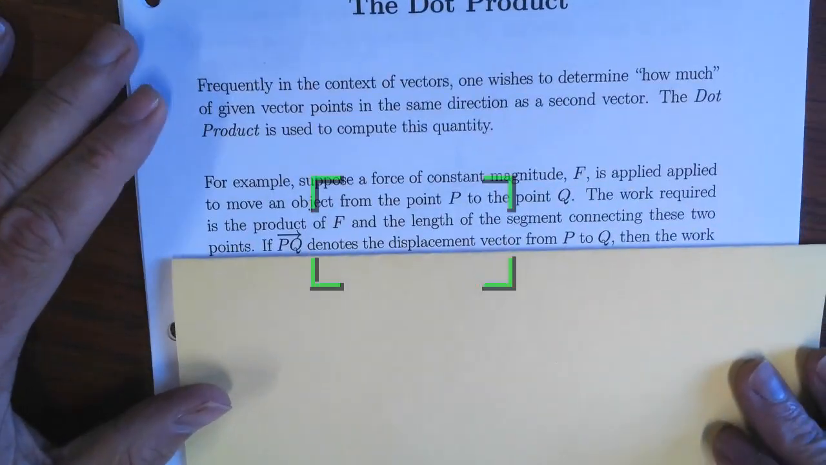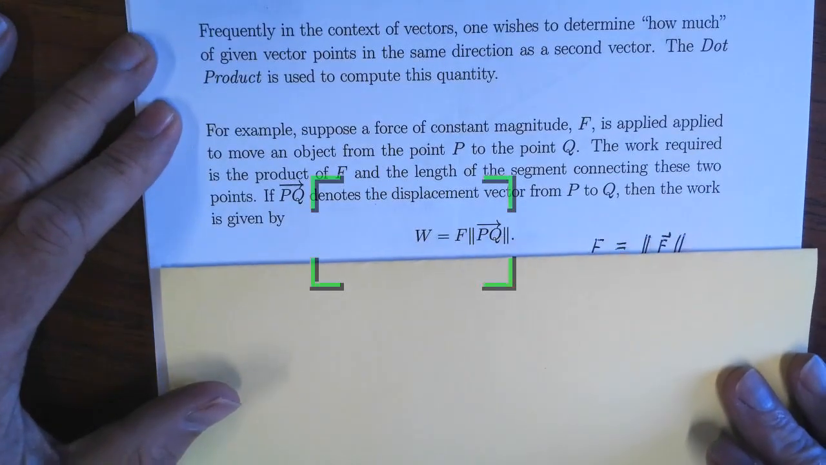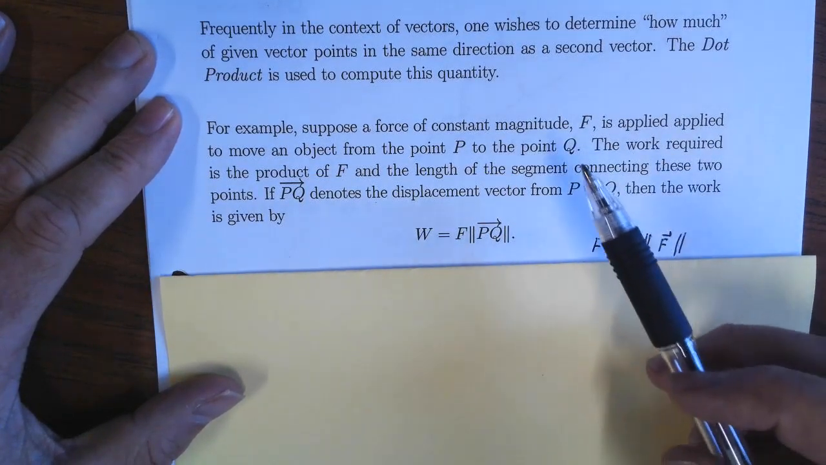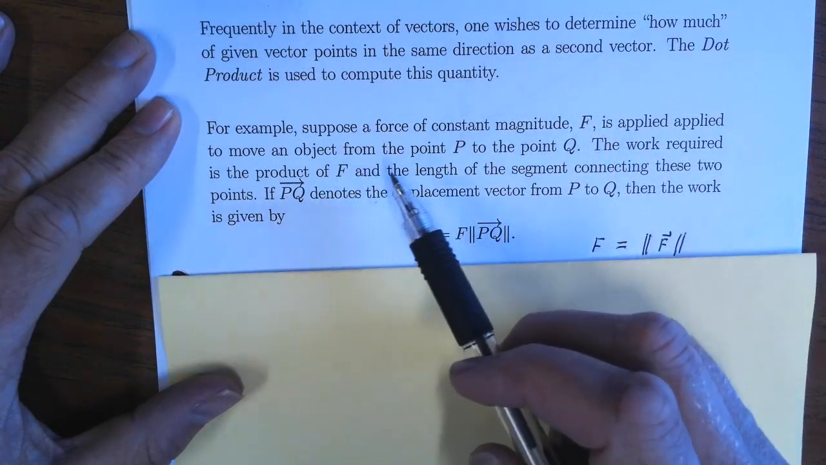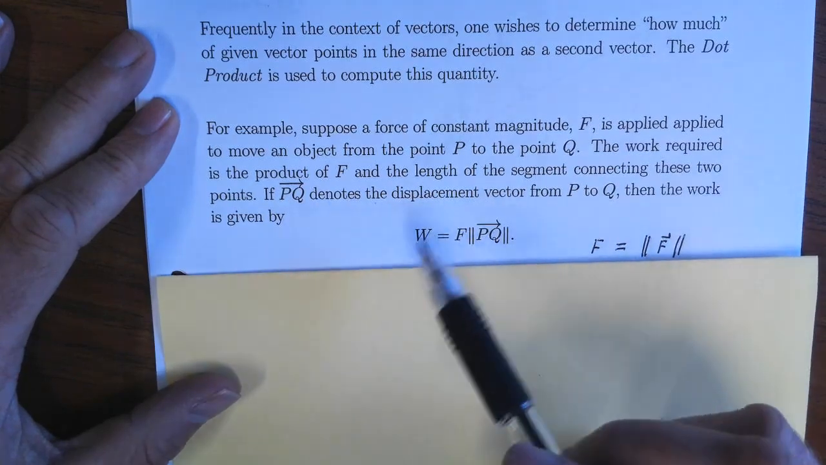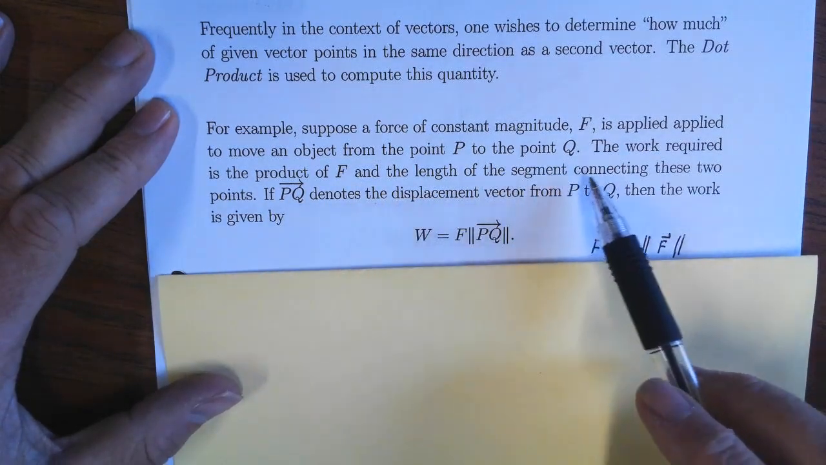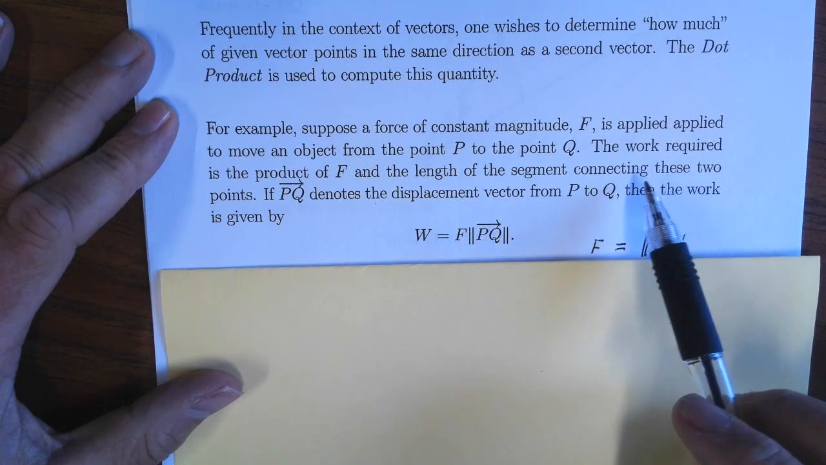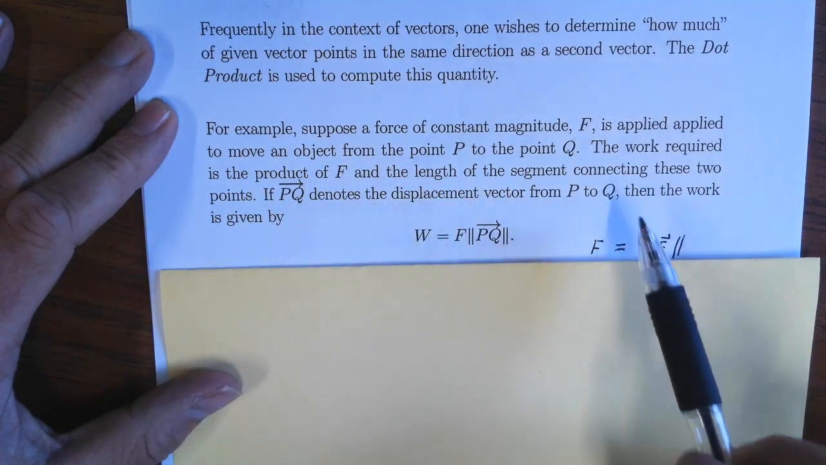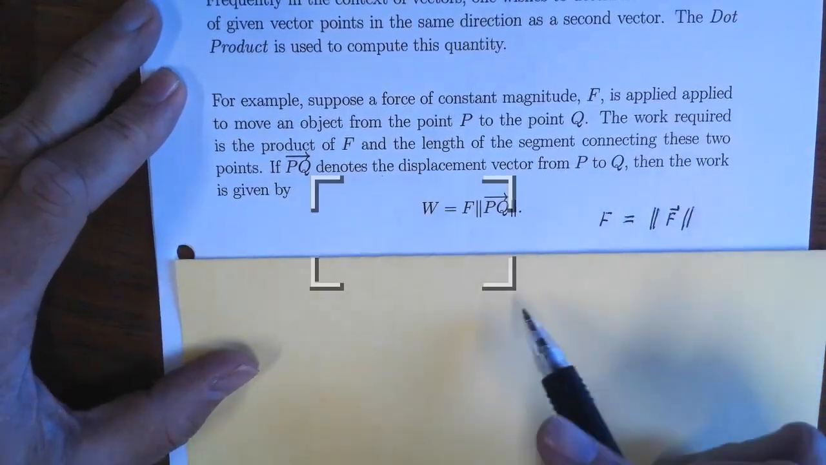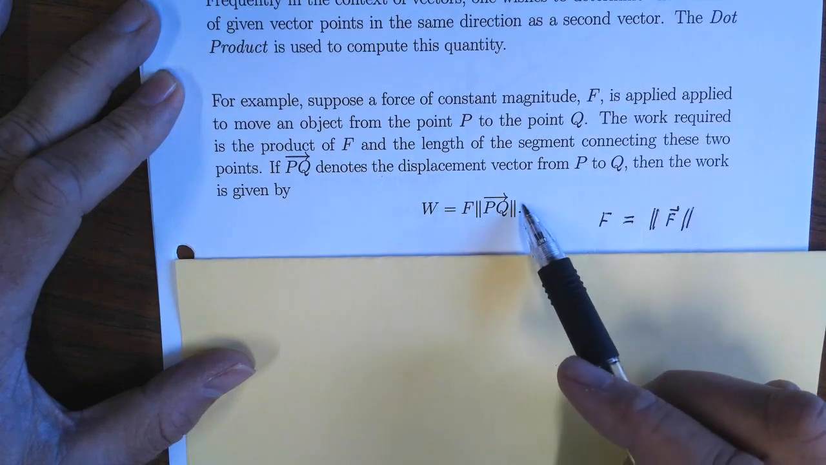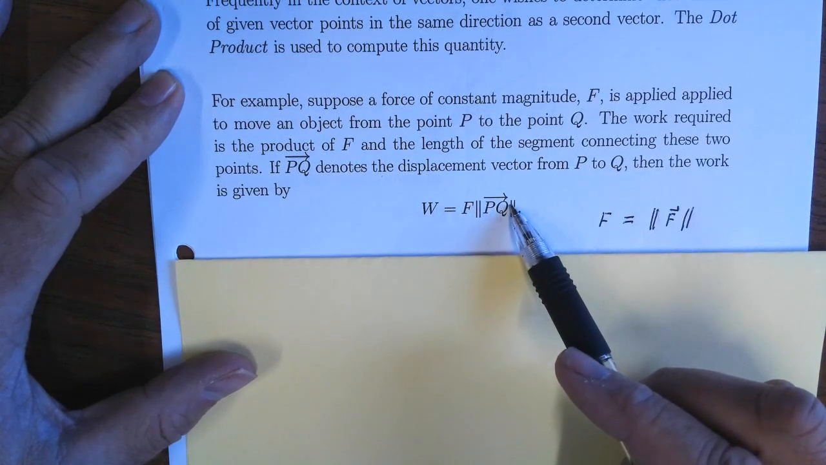So here's a simple example in the context of work and force. Suppose we have a force of constant magnitude F, and it's applied to move an object from a point P to a point Q. The work required is the product of the force and the length of the segment connecting these two points. If PQ denotes the displacement vector from P to Q, then the work is just the magnitude of the force times the length of displacement vector PQ.